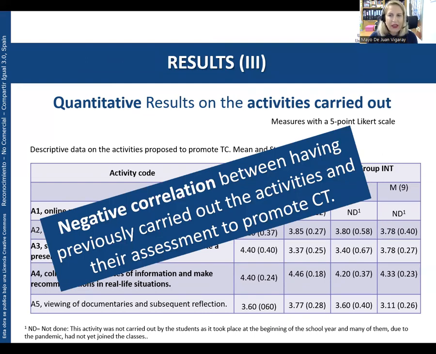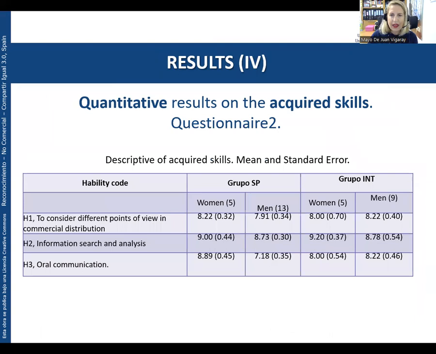It is worth mentioning that there is a negative correlation between having previously carried out the activities and their evaluation to promote CT. The skills developed to increase student CT on DGD are considering different points of view in commercial distribution, information search and analysis, and oral communication. All 3 are important in CT, and students were asked to evaluate them considering the same range as used in an exam, from 0 to 8. In all cases, the skills were well above pass, as they range from B to B+. There are no major differences between Spanish and international students.